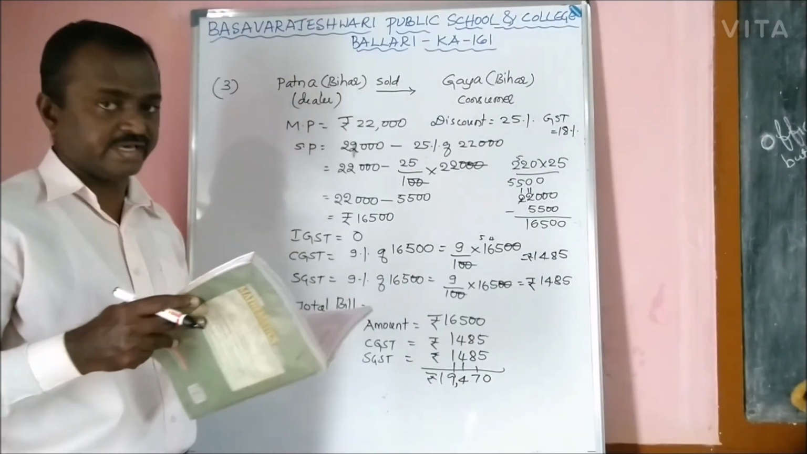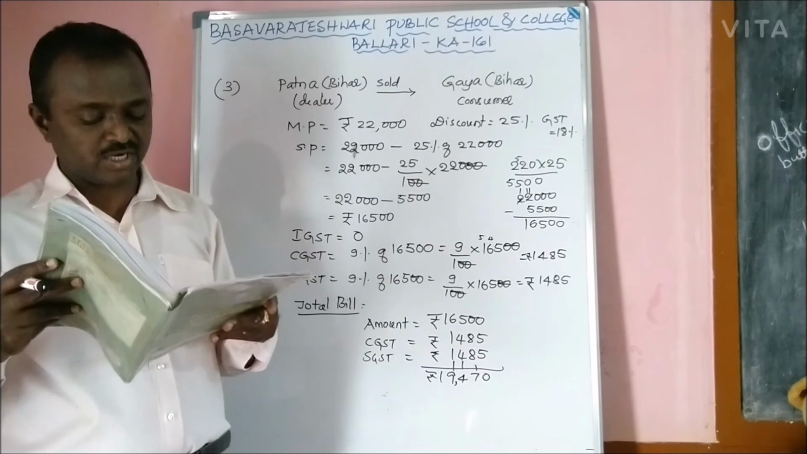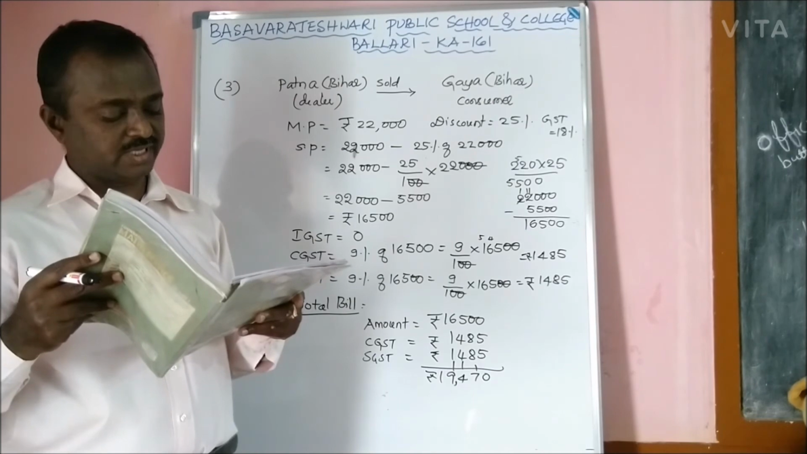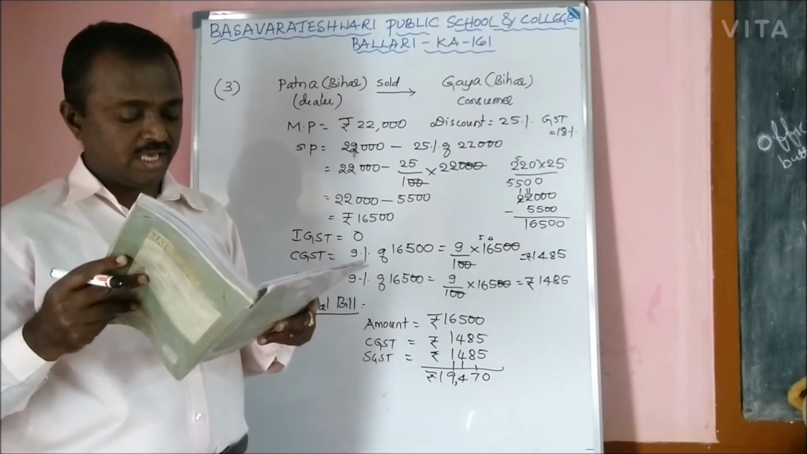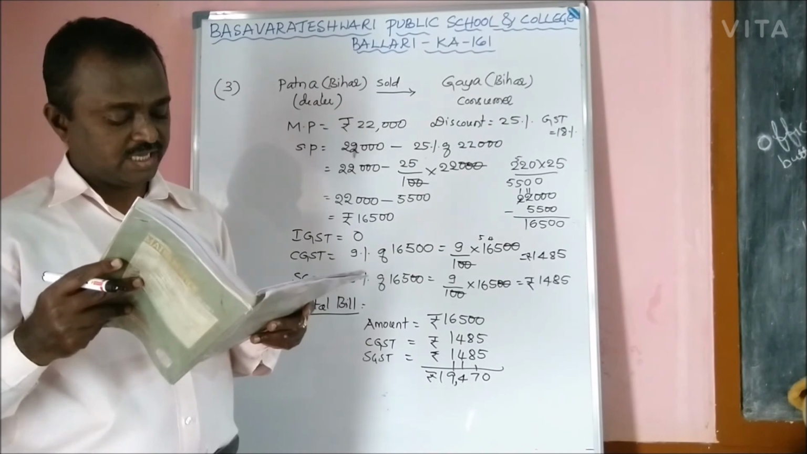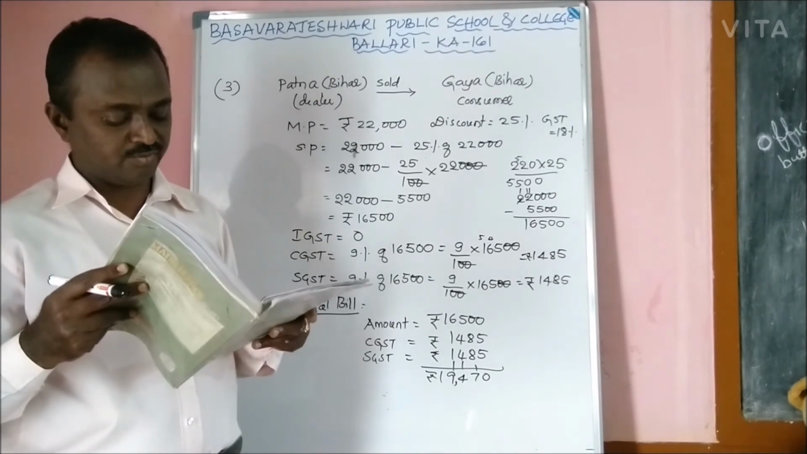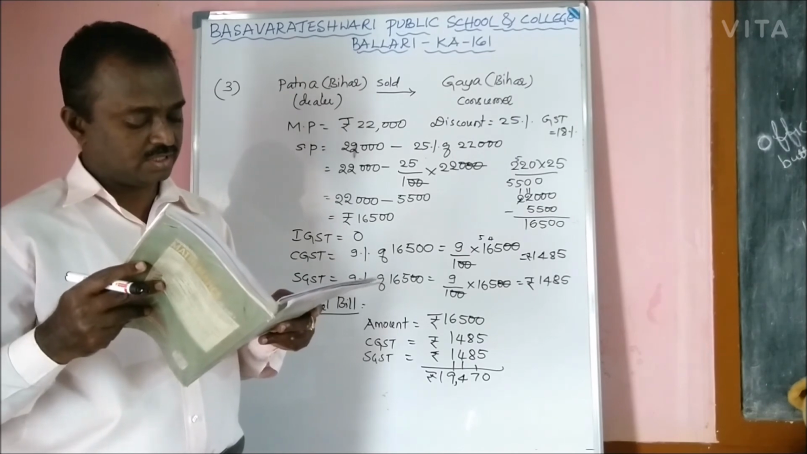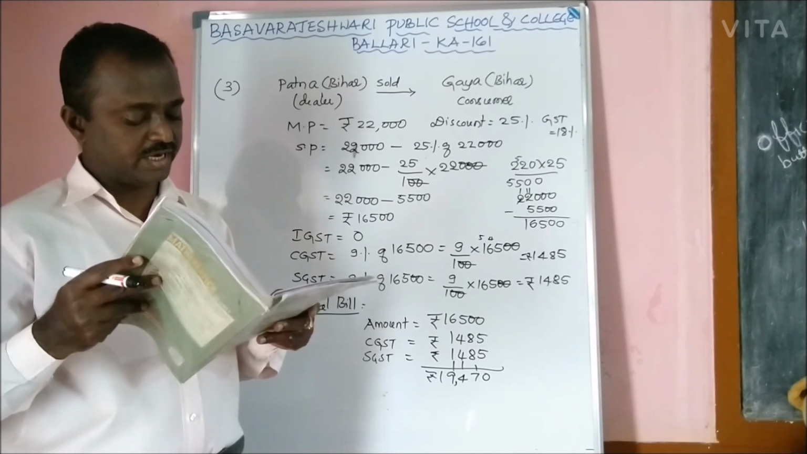What does the fourth question say? A dealer in Mumbai sold a telescope to an end user in Bangalore. So Mumbai to Bangalore is a state to state transaction. The market price of the telescope was 25,000 rupees. The dealer offered a discount of 20%. If the rate of GST is 28%, calculate the IGST, CGST and SGST charged from the end user, and also determine the total amount of the bill. Here IGST comes into existence.